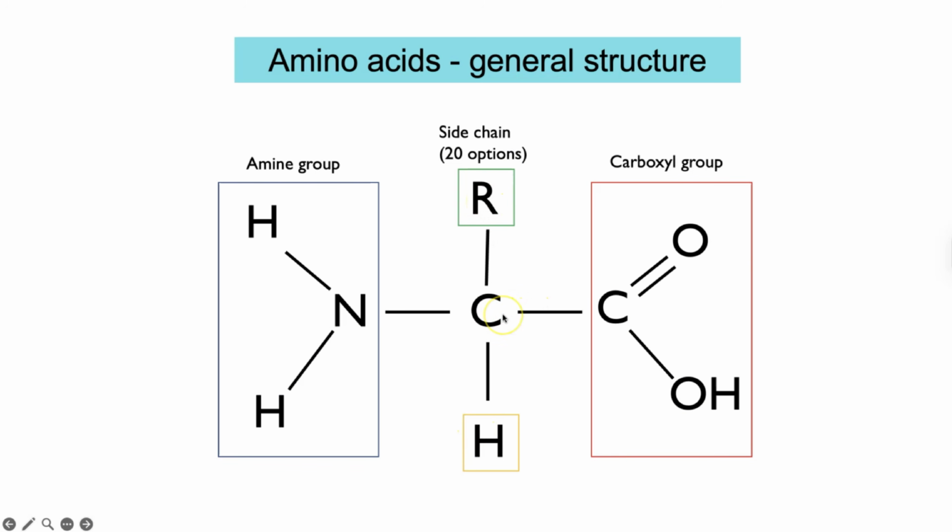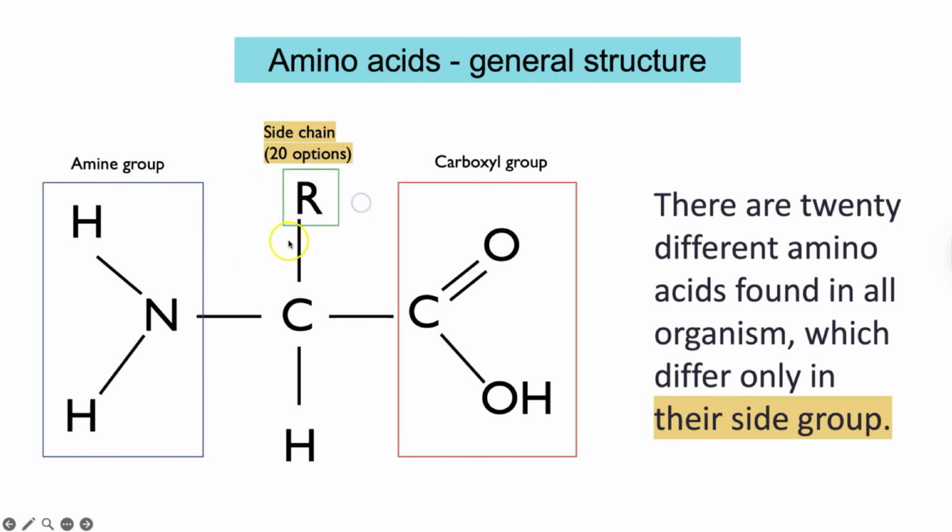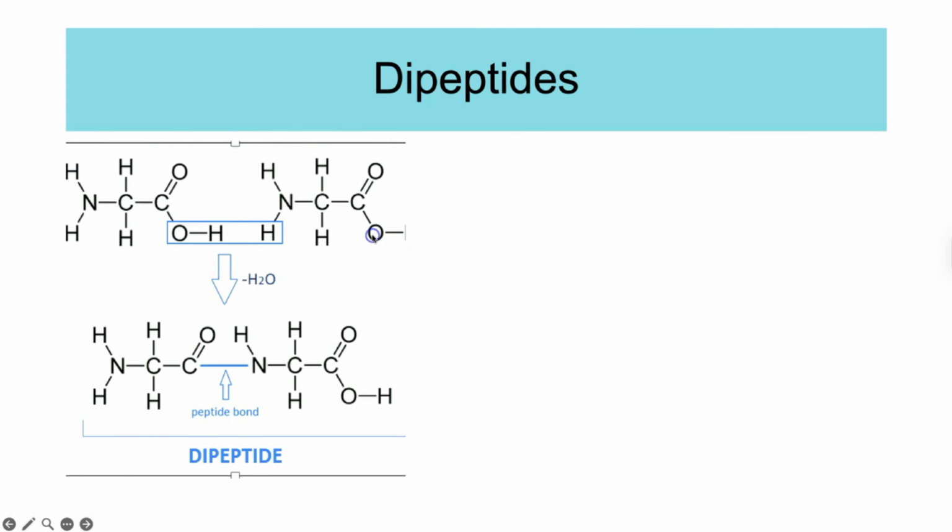So the best way that I find to remember this is always draw your central carbon first, which means the carbon in the middle, and then 4 branches coming off it. And then it's just trying to remember amine group, NH2 on the left, carboxyl group, COOH on the right, R and H, top and bottom. So as I said, there's 20 different amino acids, and what is different each time is which side chain they have, which is that variable R group.